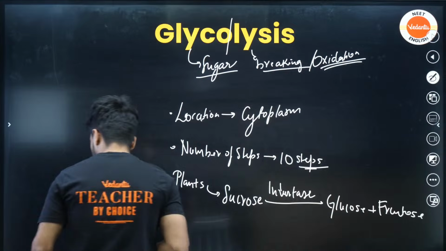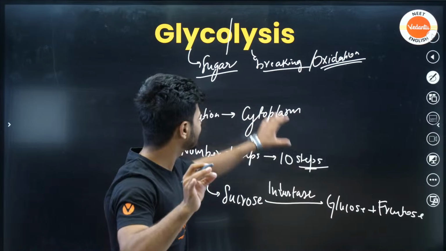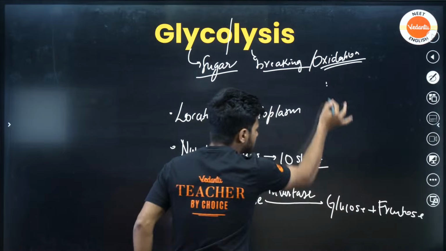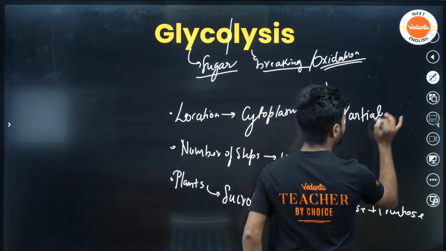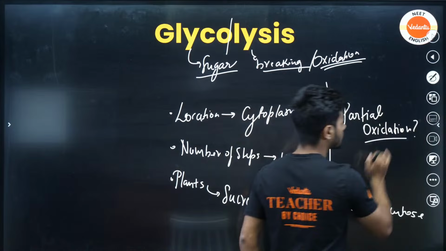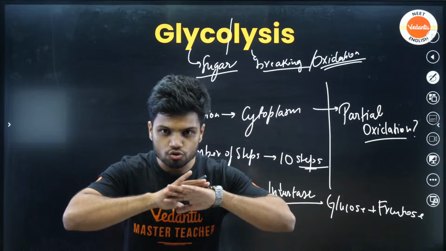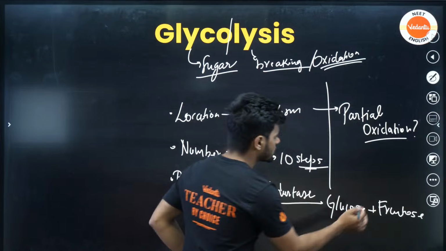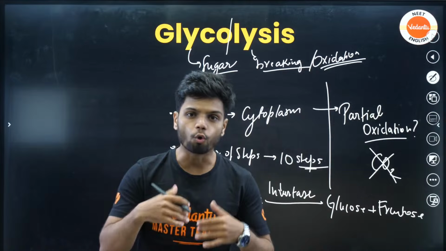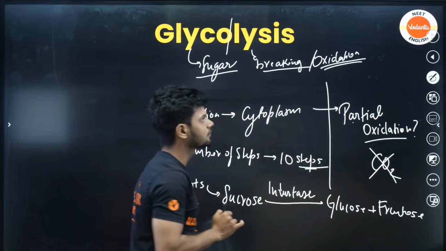The next point I want all of you to understand for glycolysis is that this is a partial oxidation. The entire process of glycolysis is nothing but a partial oxidation. What do you mean by partial oxidation? If you notice, in the entire glycolysis there is no production of CO2. CO2 is never released. Only energy is released. So can I tell, this is a partial oxidation method? Yes, sir, it's a partial oxidation method.